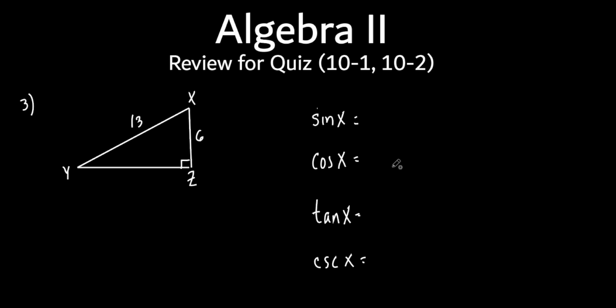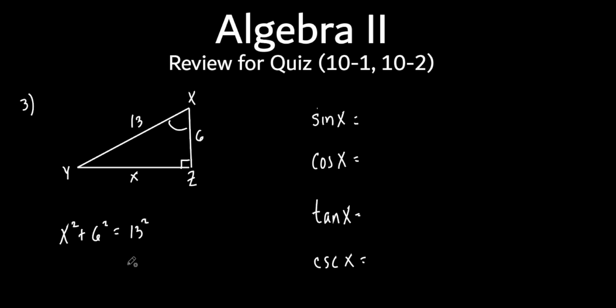So what do we got to do? I'm finding the sine of this angle. So it would be the what over the what? Opposite over the hypotenuse. Problem is, we don't know the opposite. So we got to find the opposite. How do we find the opposite? We'll call it little x. Pythagorean theorem, okay? So it's going to be x squared plus 6 squared equals 13 squared.